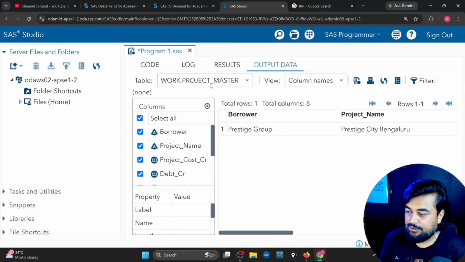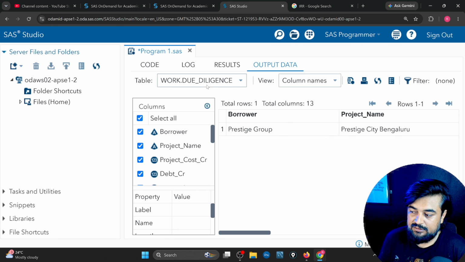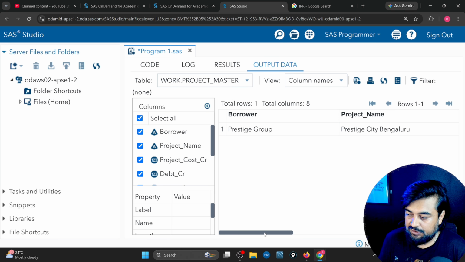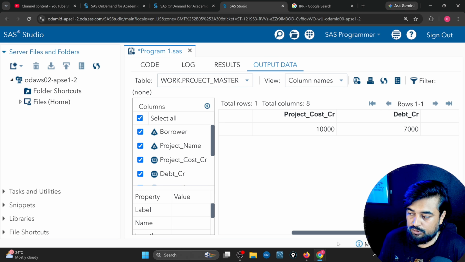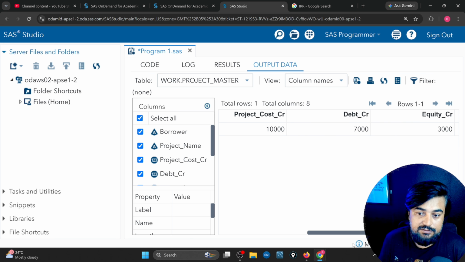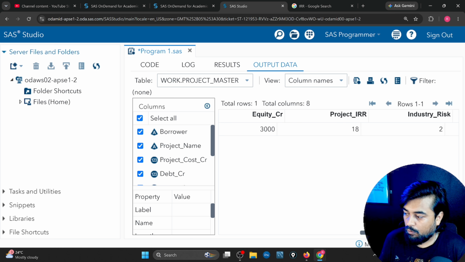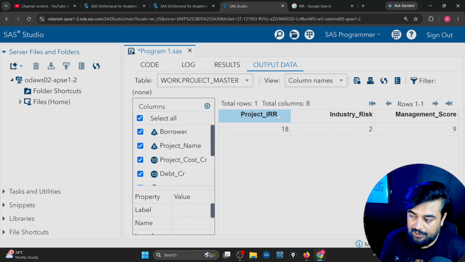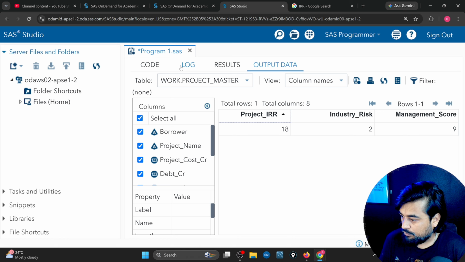So this is the data set. You can see this is a table, due diligence. Then you have the project master. You can see the recent one is this. Project cost, you can see all the variables. Project cost 10,000 crore, then debt 7,000, equity 3,000. All those important variables are part of this. IRR, which we have given right now.